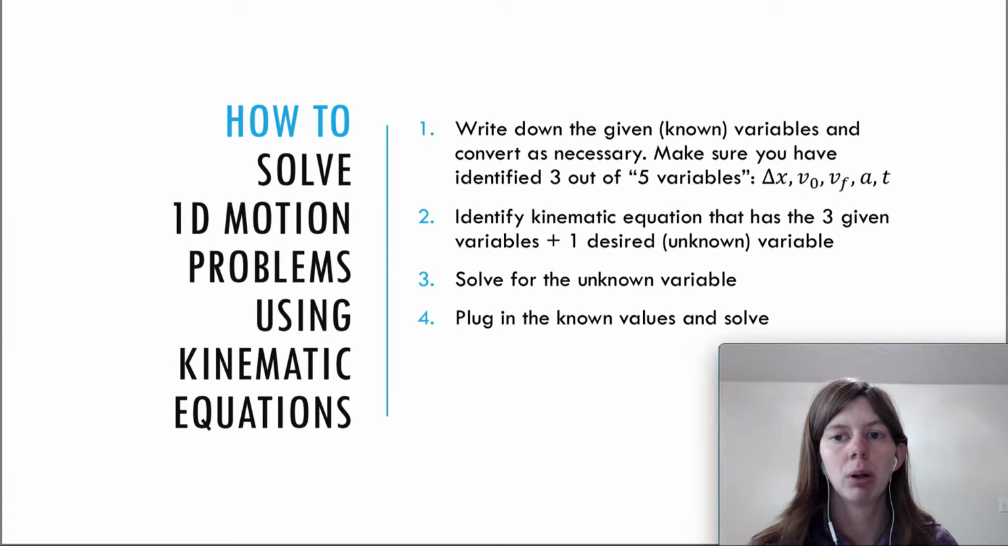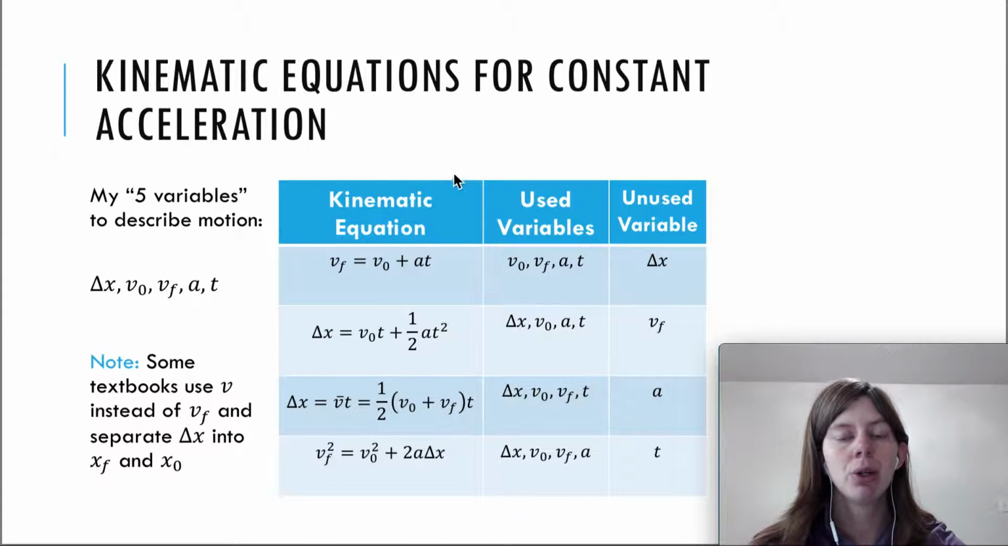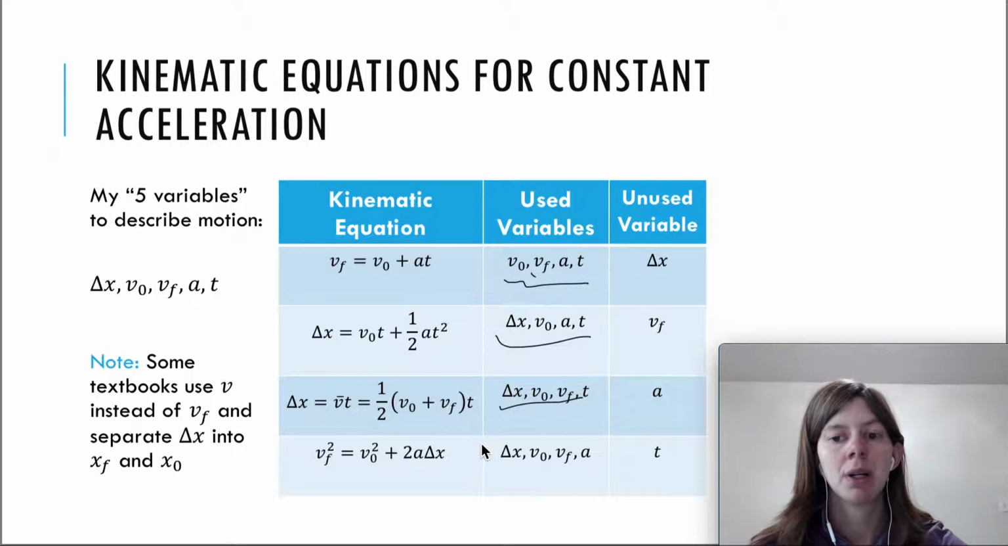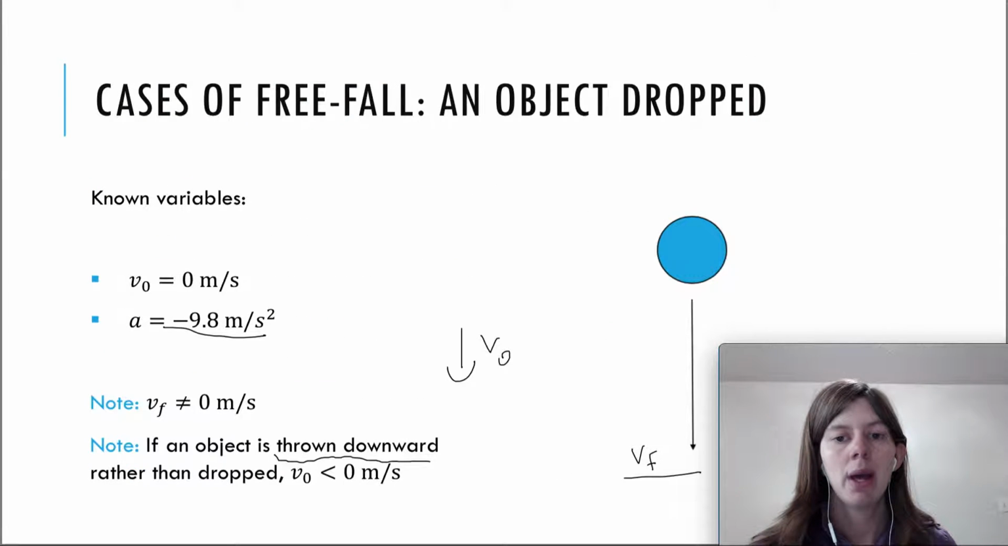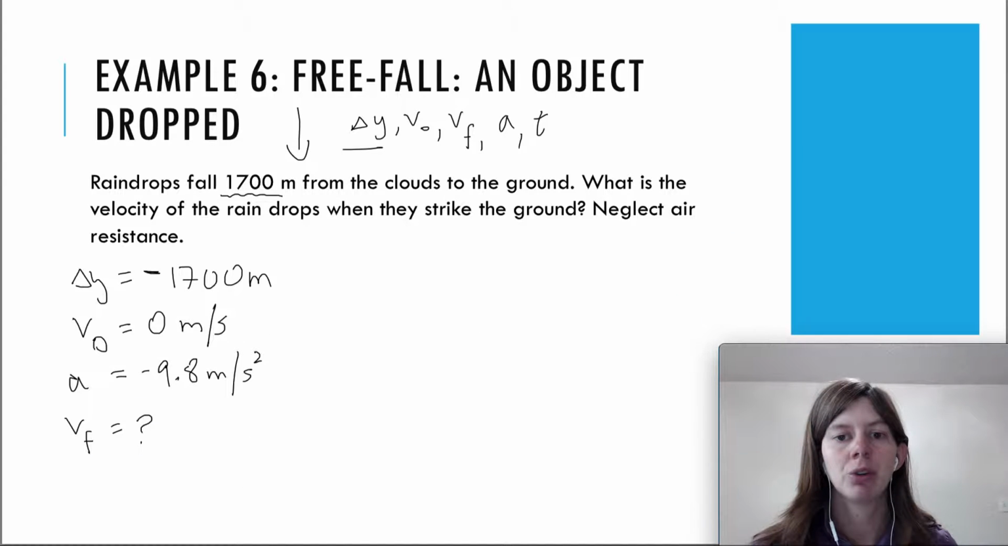So let's go back to that table here, and we see the first equation has these variables, which is not what we just talked about. The second equation has these, that's not what we just talked about. Neither is the third equation, but the fourth equation has the variables that we talked about. It has delta x, which in this case is delta y because it's vertical motion, and it has a, v initial, and vf. So we want to write down this last equation, v final squared equals v initial squared plus 2 times a times delta x, but we're going to use delta y instead.